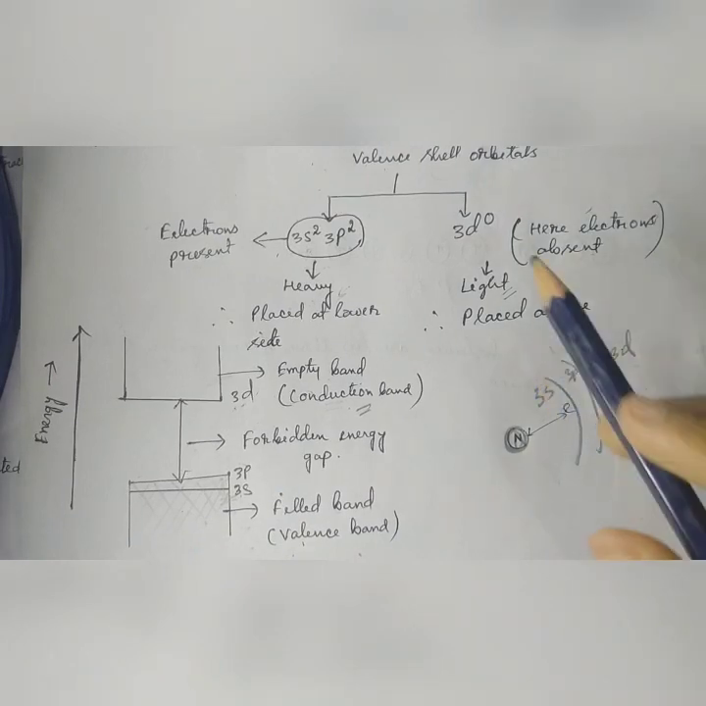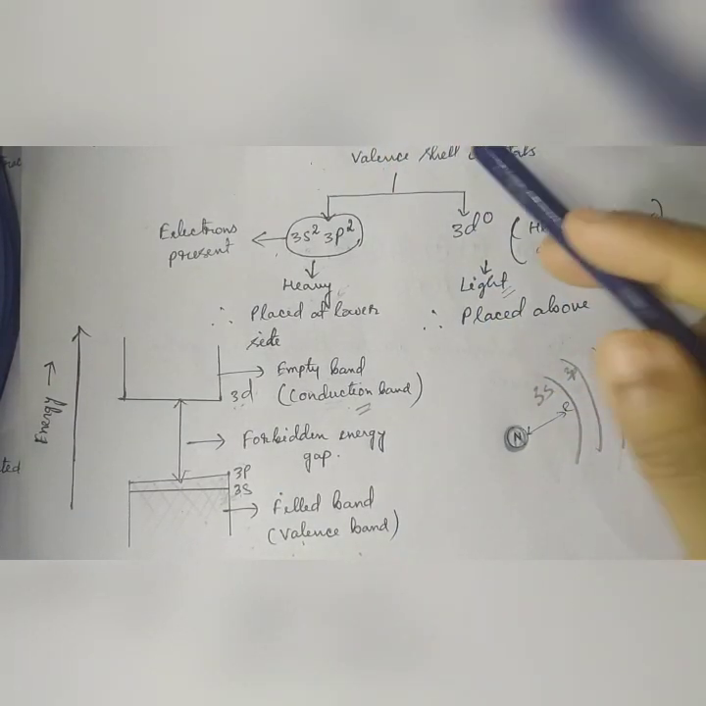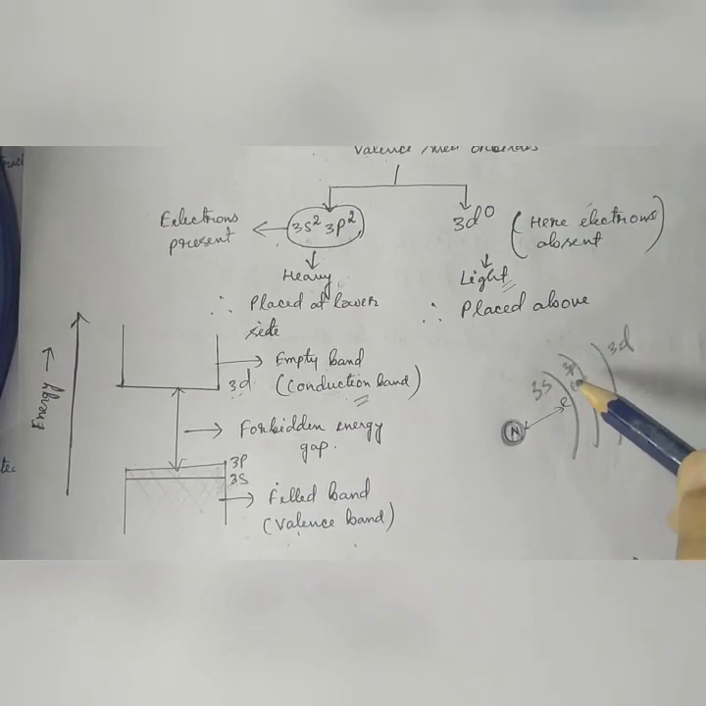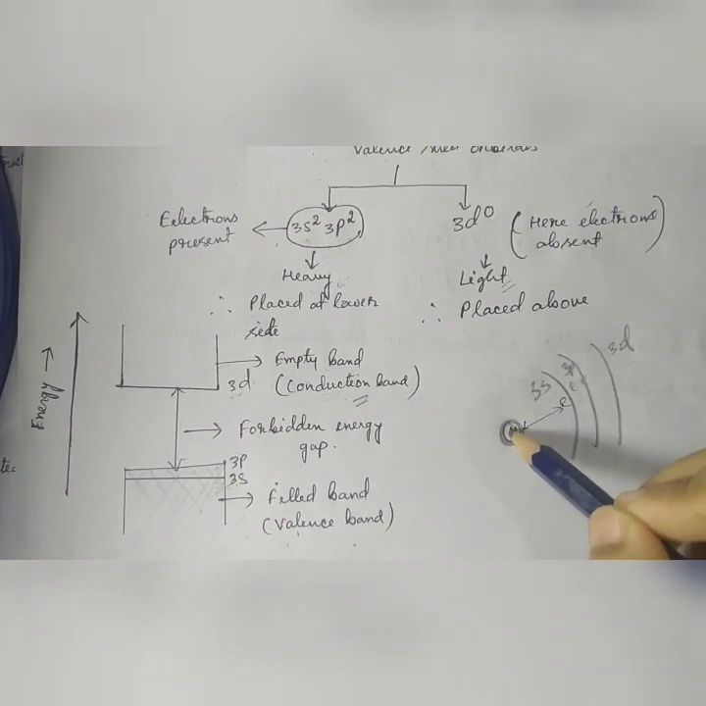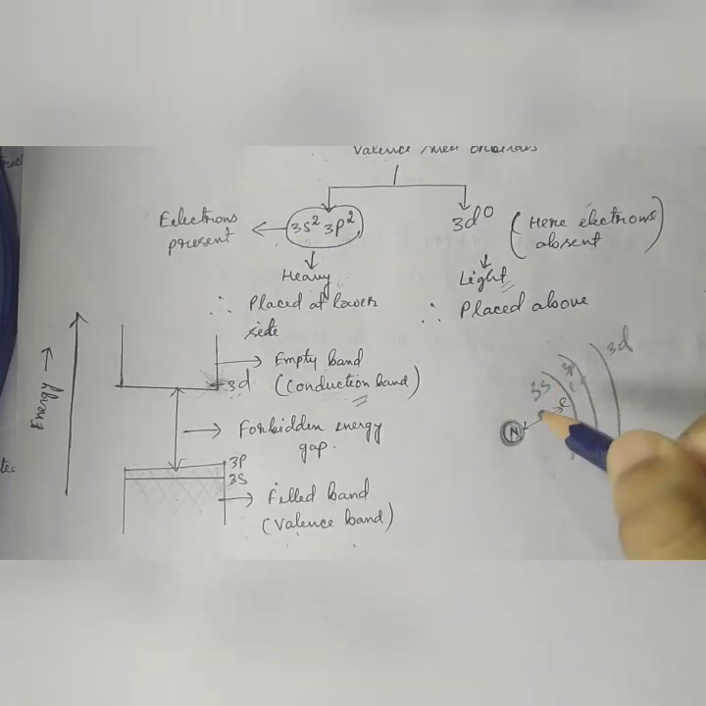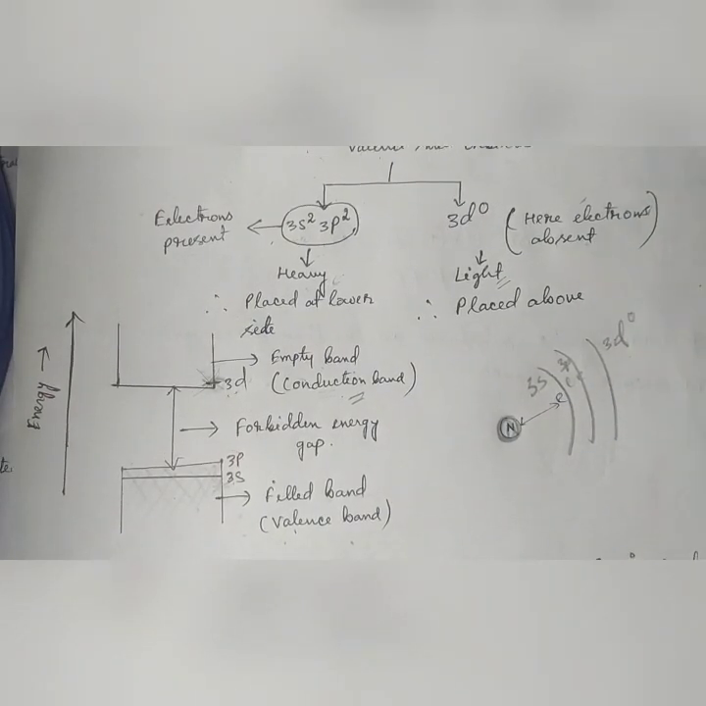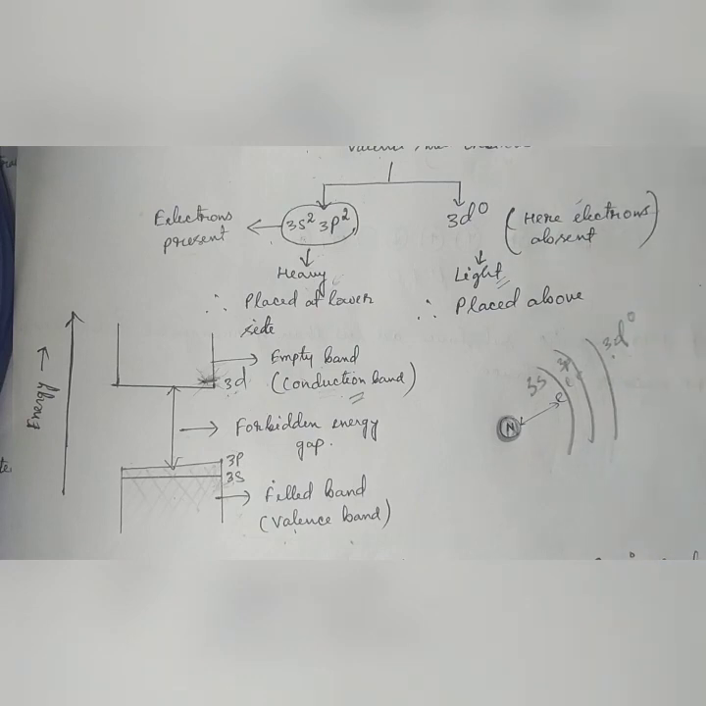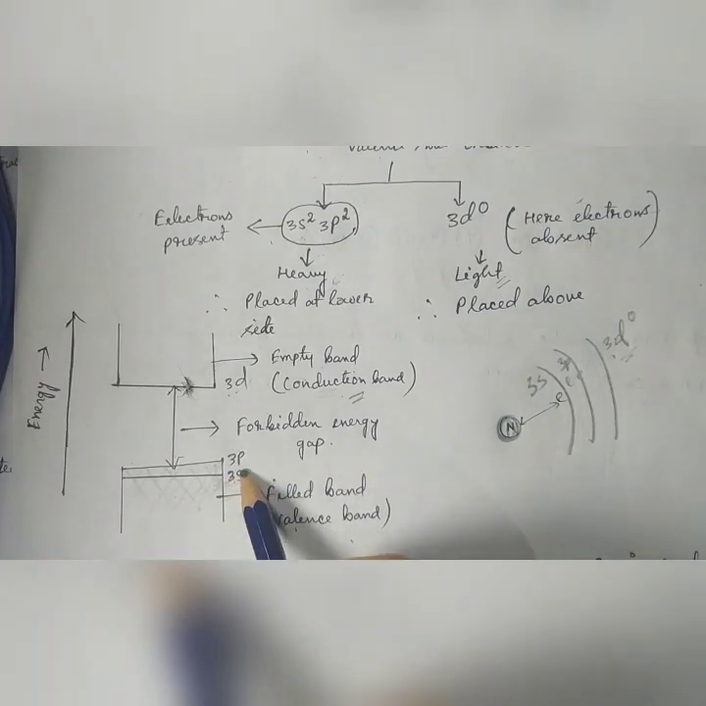Now we know that here the 3s and 3p orbitals have electrons. So there will be an attractive force between these electrons and this nucleus. So it will pull these orbitals towards itself. Therefore these orbitals will be placed at the lower side. Now here 3d is 0, that means there are no electrons in the 3d orbital. That's why there will be no attractive force between this nucleus and this 3d orbital. So this 3d will be a little bit far from the 3s and 3p orbitals.